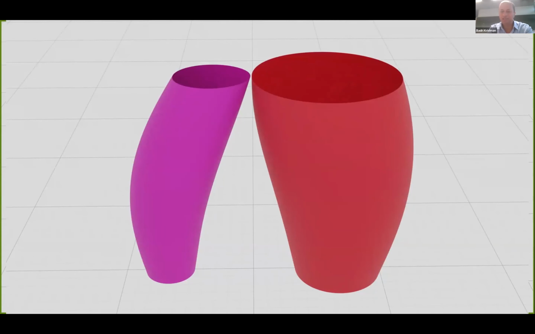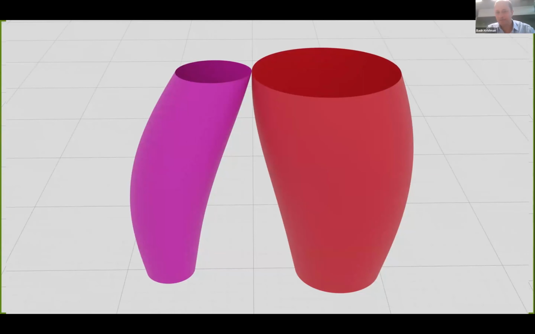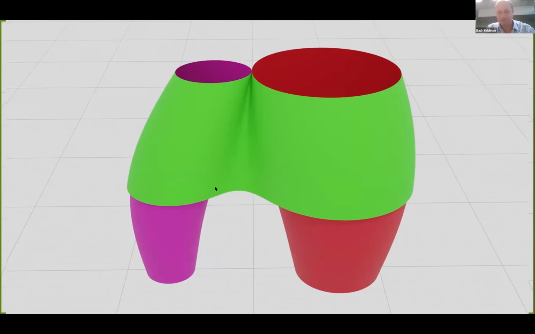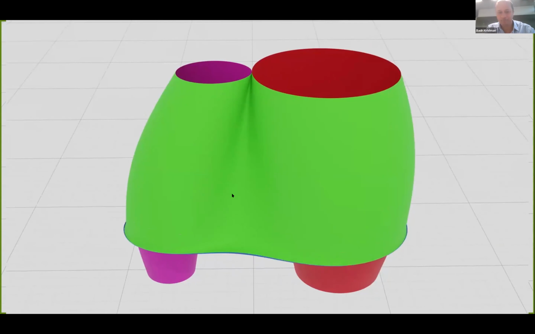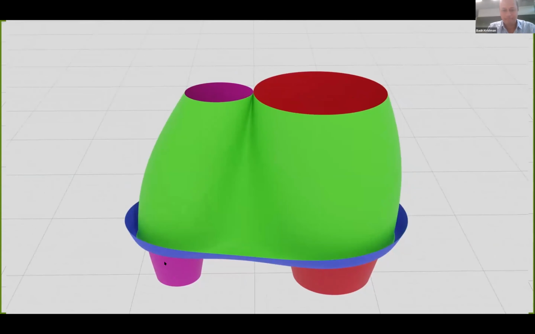So you should see now that these two horizons, the two individual ones, evolve in time and trace out these beautiful dynamical horizons. At some point they come close to each other. And we'll stop here.